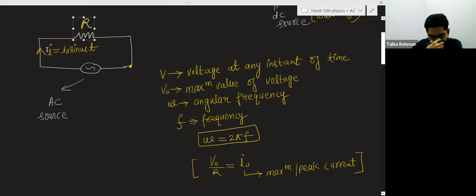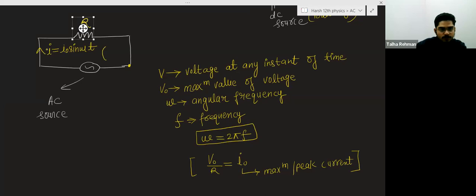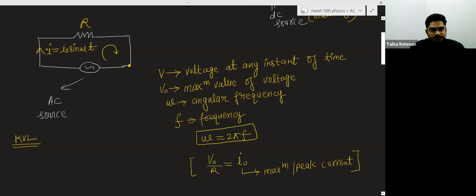So in this circuit, I am applying the Kirchhoff's voltage law, that is KVL. So according to the Kirchhoff's voltage law, the summation of the voltage is equal to, just wait a minute actually.